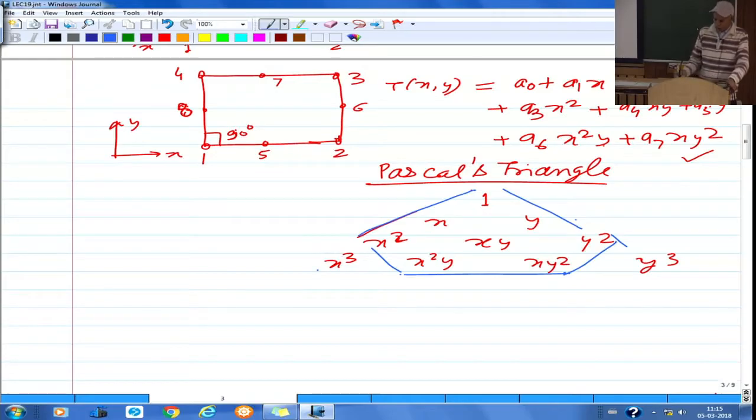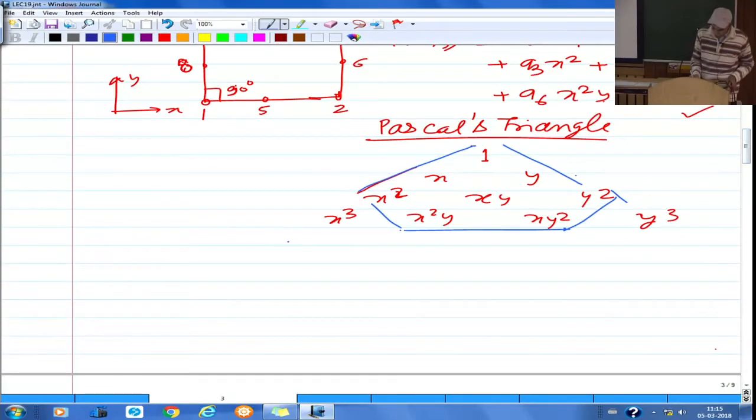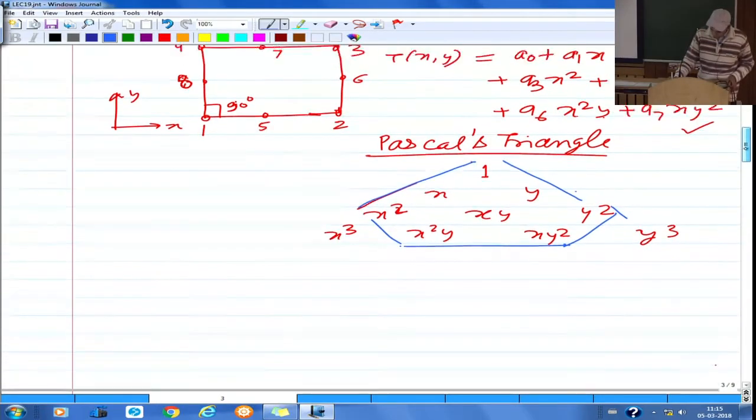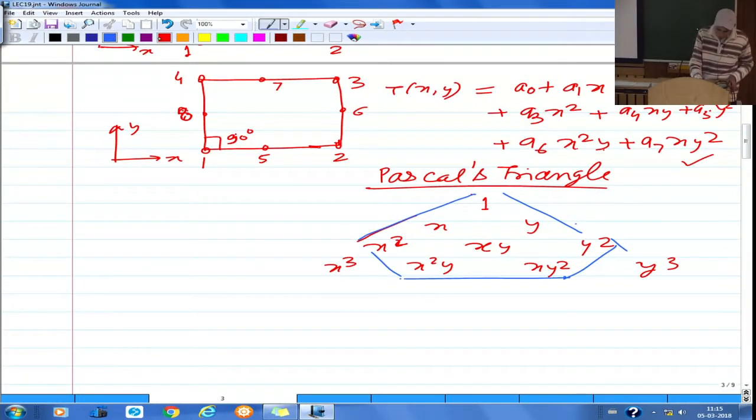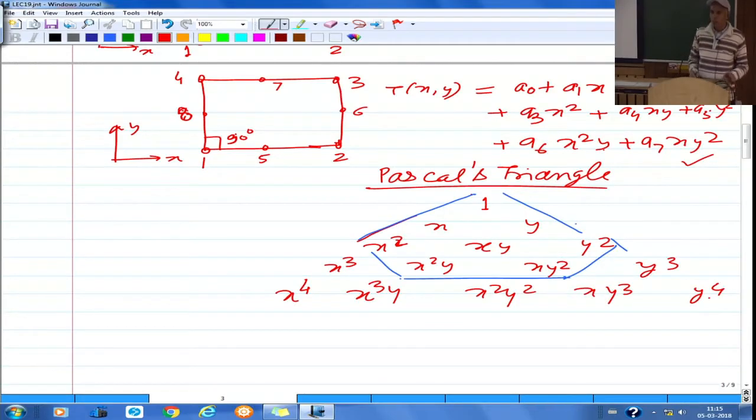So we are not going for x cube and y cube. If you are going for one more term, let us say that you want to formulate a 9 noded rectangular element, then you will go for the next level of terms. So you can think of what to do. I'll just pose a question. Let us say x power 4, x cube y, then you will have x square y square, and then x y cube and y power 4, like that you can write. So constant term, linear, quadratic, cubic, quartic, quintic and so on.